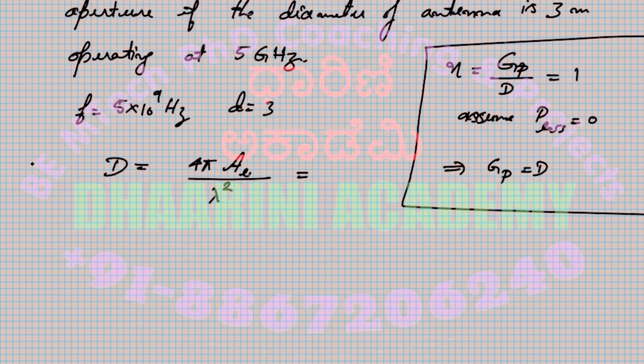Okay, so that's why I'm calculating D. So this itself is the maximum GP. Okay, right. So that's why I'm using this equation. Fine. Let's go ahead.